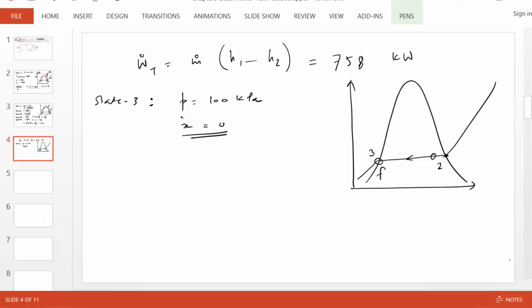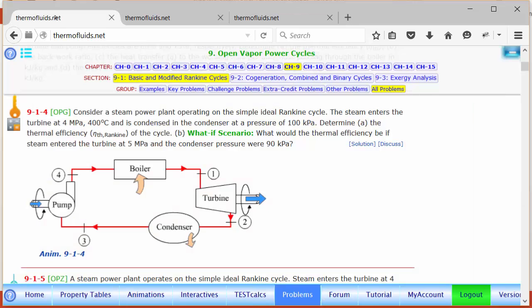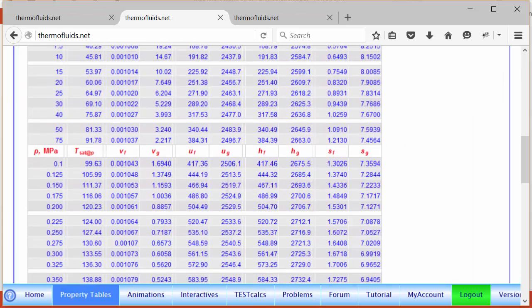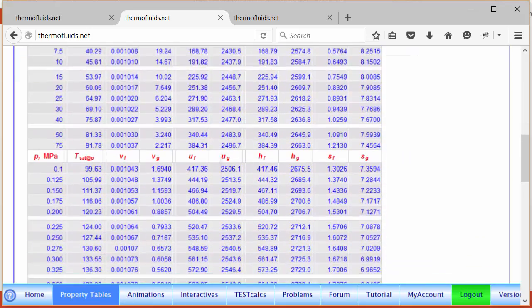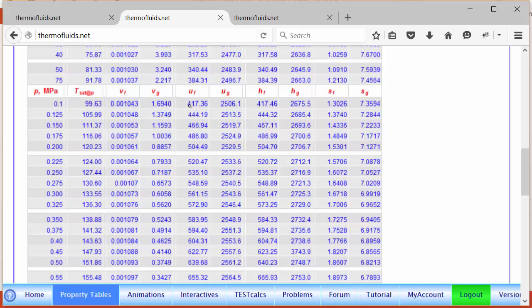So how do you find the enthalpy? What is enthalpy at state 3? It's quite simple. We go back to the table at 100 kPa, 0.1 MPa, and if we pick up the enthalpy, it's 417.5.